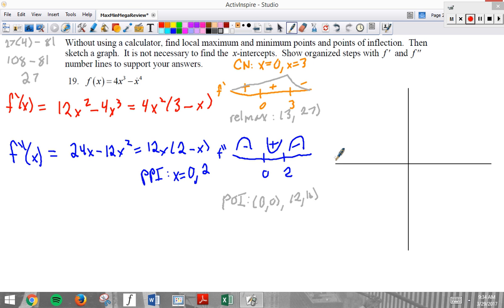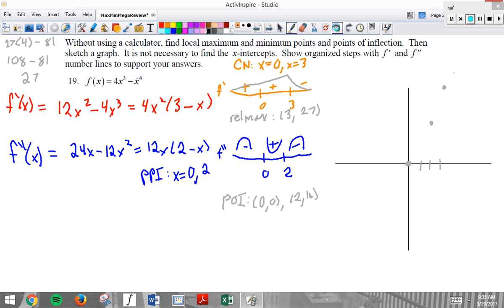Okay. So now we're just going to graph everything. 1, 2, 3. Something like 3 and 27. 2 and 16. 0, 0. So it's going to be increasing but concave down before 0. Switching to concave up at 0. And switching back.